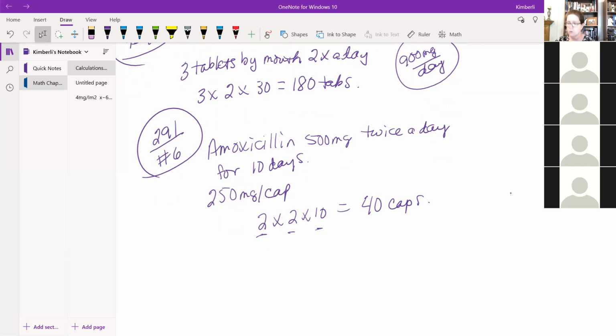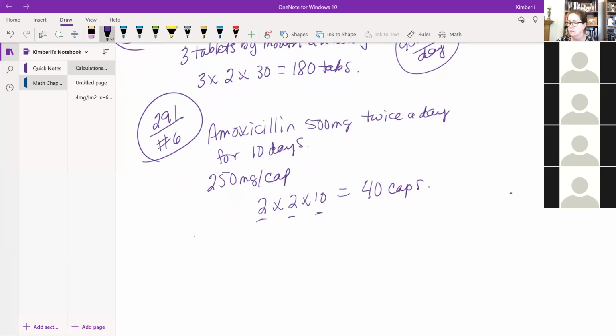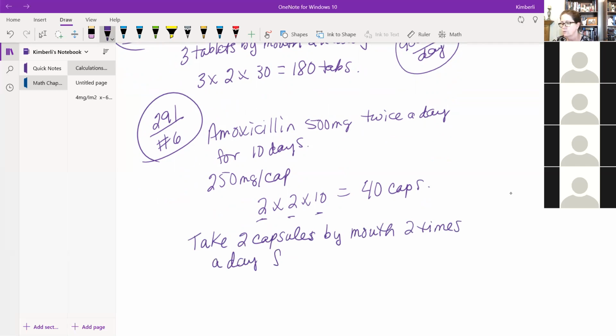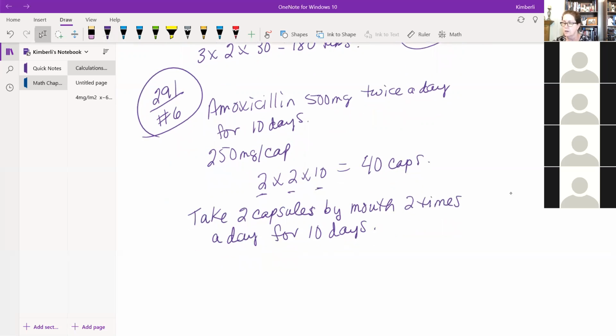So the directions that you're going to write on the customer's bottle are, again, take 2 capsules, and we always need a route, by mouth, 2 times a day, for how long? 10 days. 10 days. Okay. So 2 capsules twice a day for 10 days. 2 times 2 is 4 times 10 is 40.